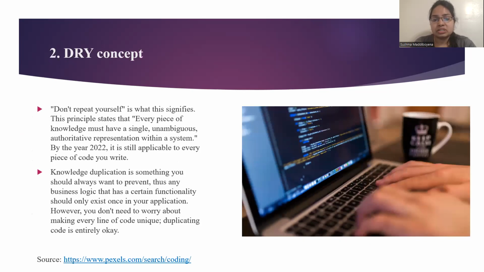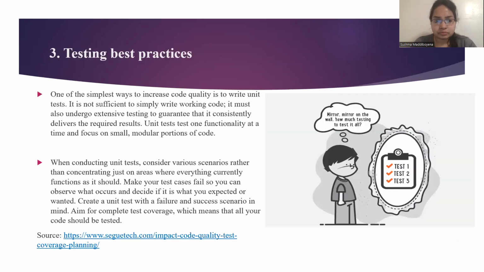Don't repeat yourself is what this signifies. This principle states that every piece of knowledge must have a single, unambiguous, authoritative representation within the system. And knowledge duplication is something you should always want to prevent. Thus, any business logic that has a certain functionality should only exist once in your application. However, don't worry about making every line of code unique. Duplicating code is entirely okay.